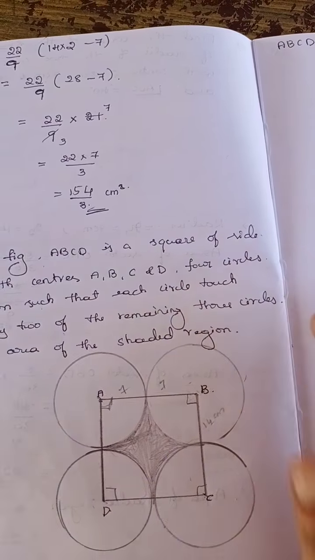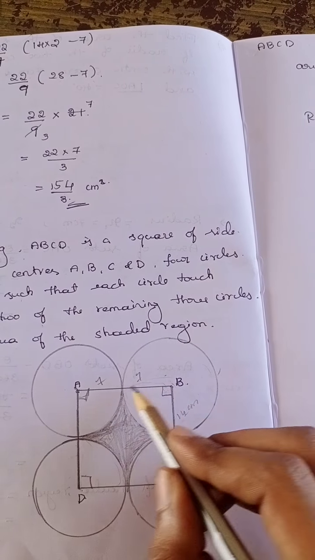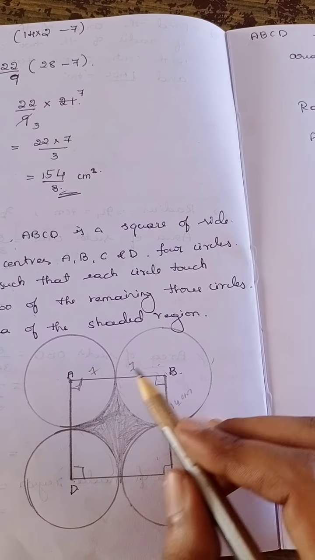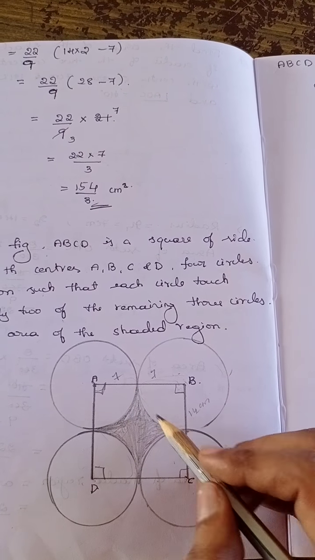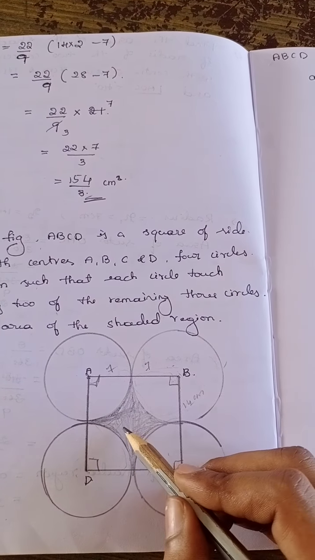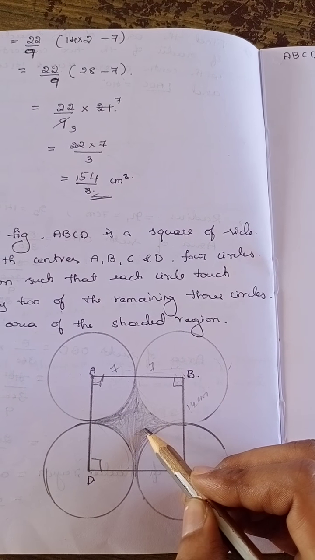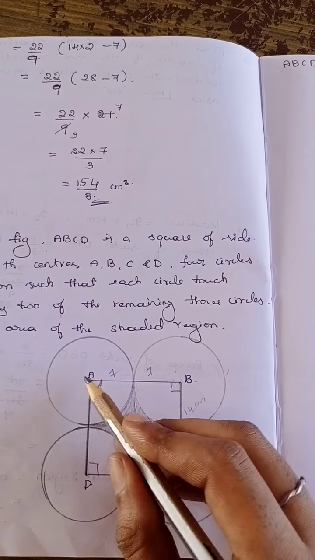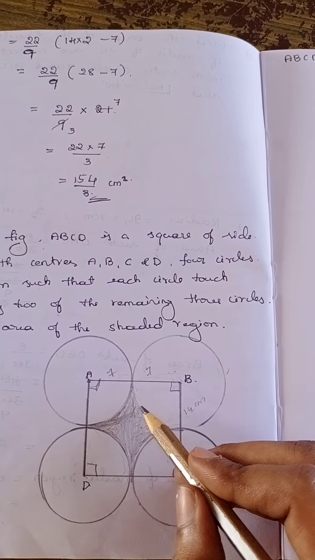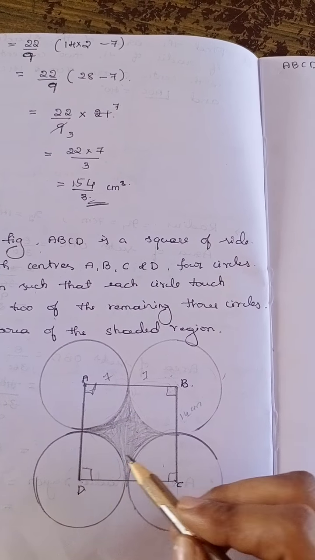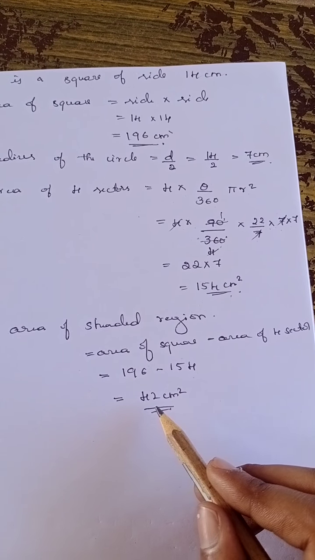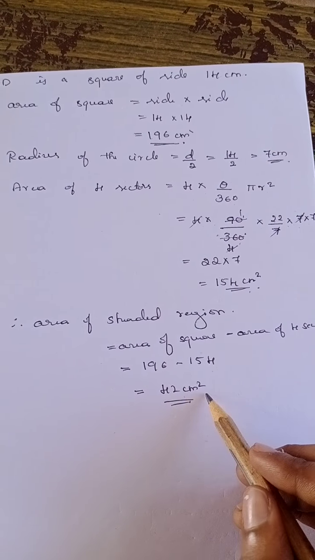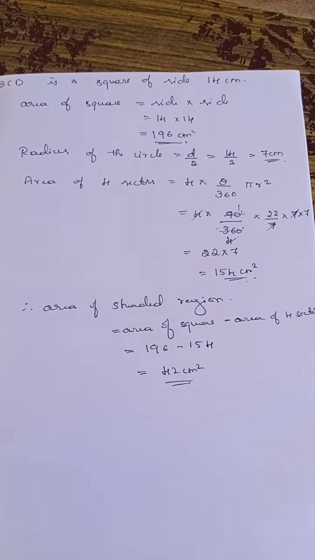See here, we already found the area of this square. Area of this square is over, area of these 4 sectors is also over. Now we have to find the area of this shaded region. So the area of this shaded region is equal to the area of the square minus the area of these sectors, that is equal to 196 minus 154, that is equal to 42 centimeter square. This is the area of the given shaded region.